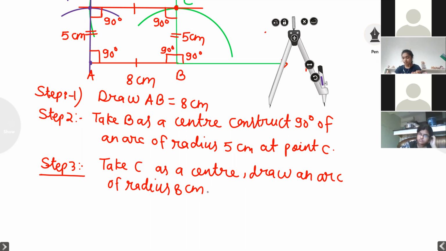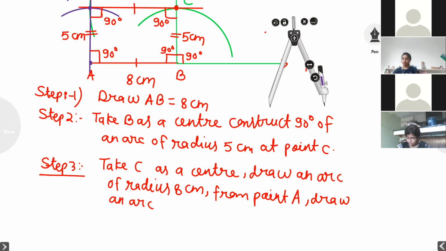From point A, draw an arc of 5 centimeter at point D.